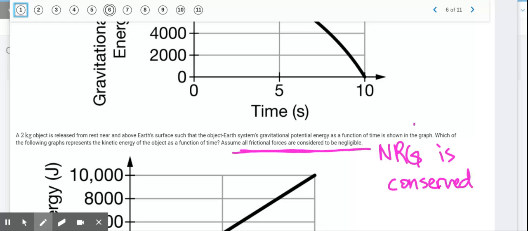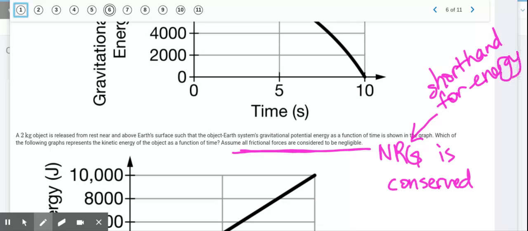Side note, not only is this shorthand for energy, but it's also the initials of Nolan Ryan Grillon. And if you think it's a coincidence that he has energy initials, and also that his middle name is Ryan for Nolan Ryan, you don't know me. Anyway, not the point.